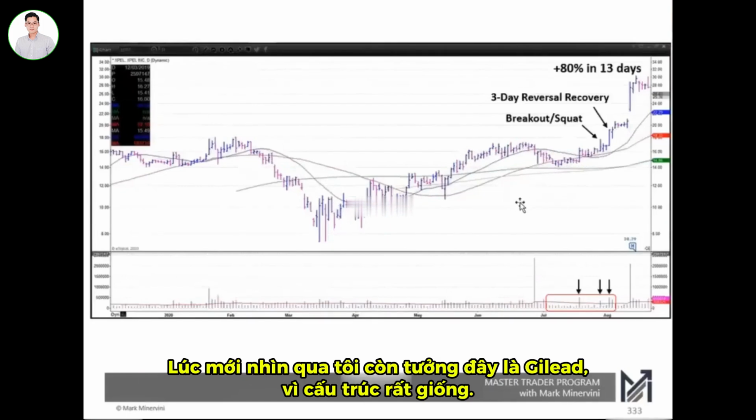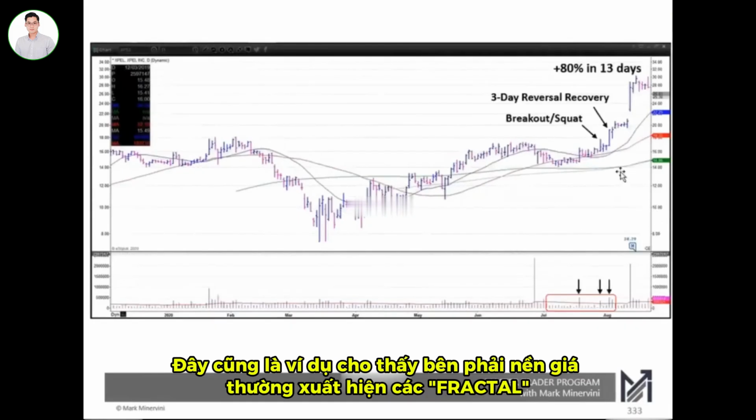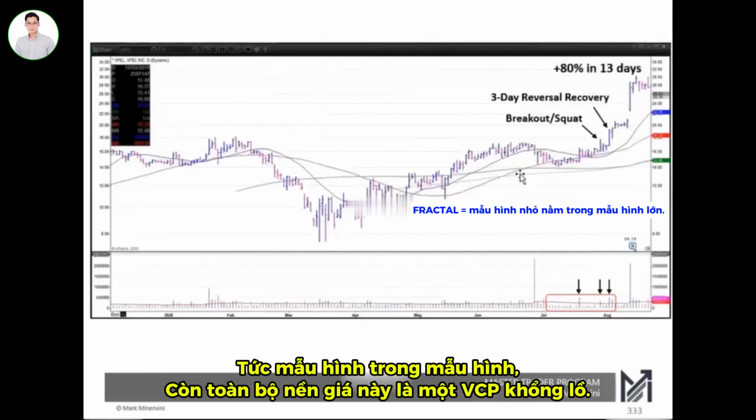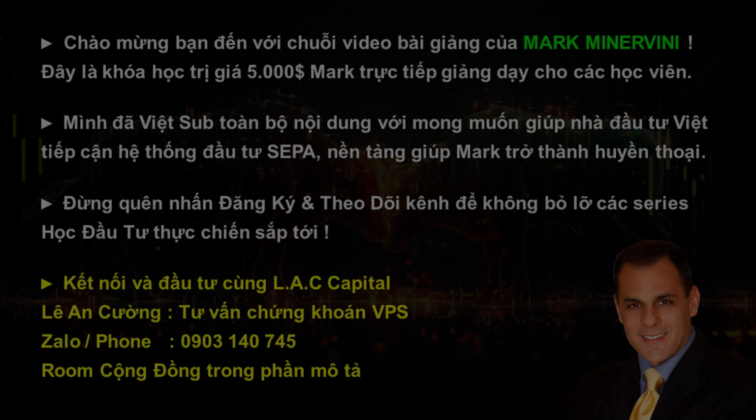This actually looks similar to Gilead. Gilead looked very similar to this. I actually thought when I saw this first and didn't look at the symbol, I thought this was Gilead. But anyway, this is just another one where on that right side, you might see that tightening and get what we call fractals, these patterns within patterns on the right side. But this whole entire base is one big VCP.